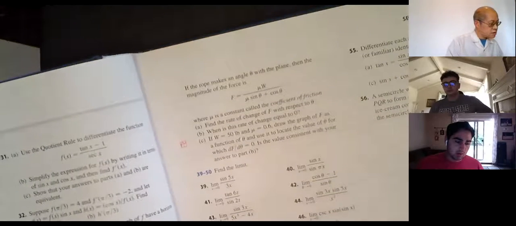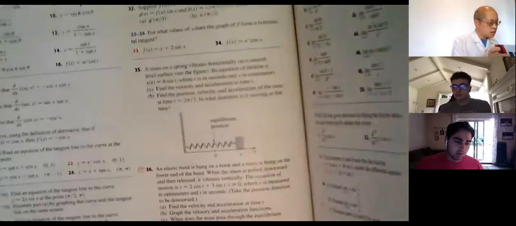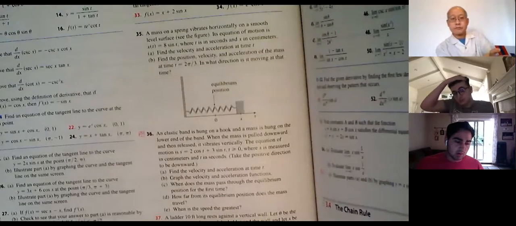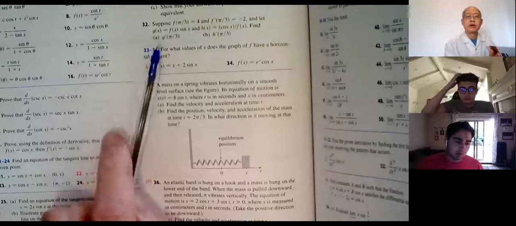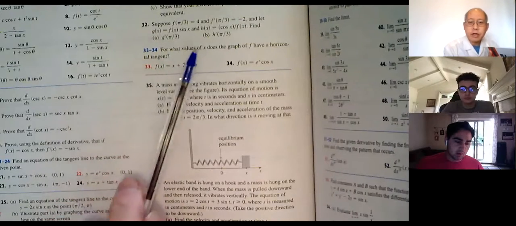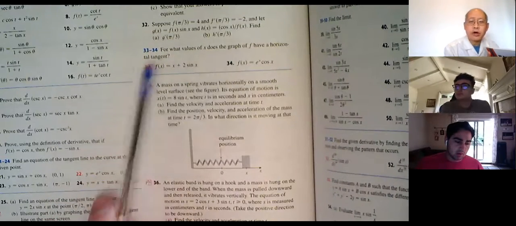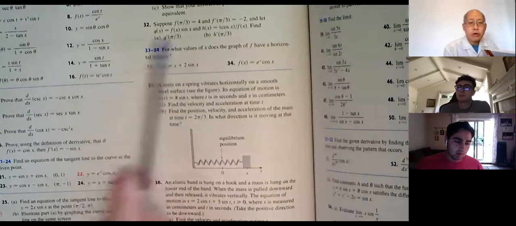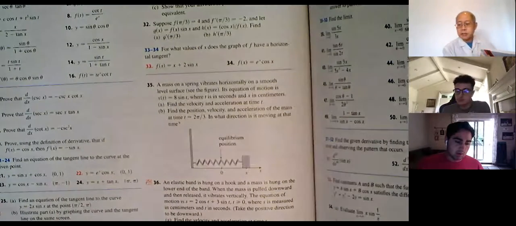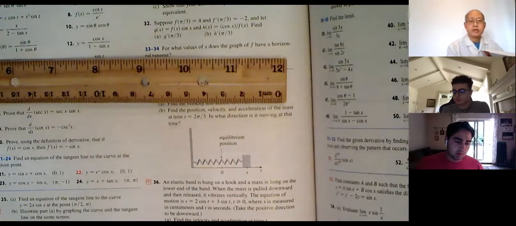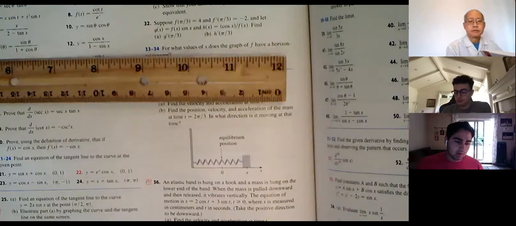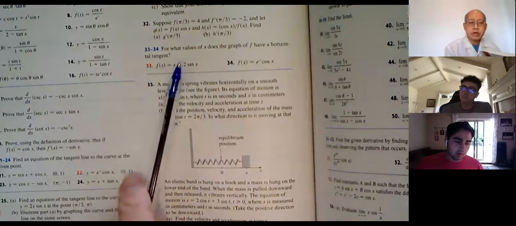All right, next one I want to show you was 33. We'll get this theme quite a bit later on. For what values of x does the graph have a horizontal tangent? Horizontal. That means it looks like this. Horizontal line. What's the slope of a horizontal line? 0. Okay. So horizontal tangent means slope equals 0.